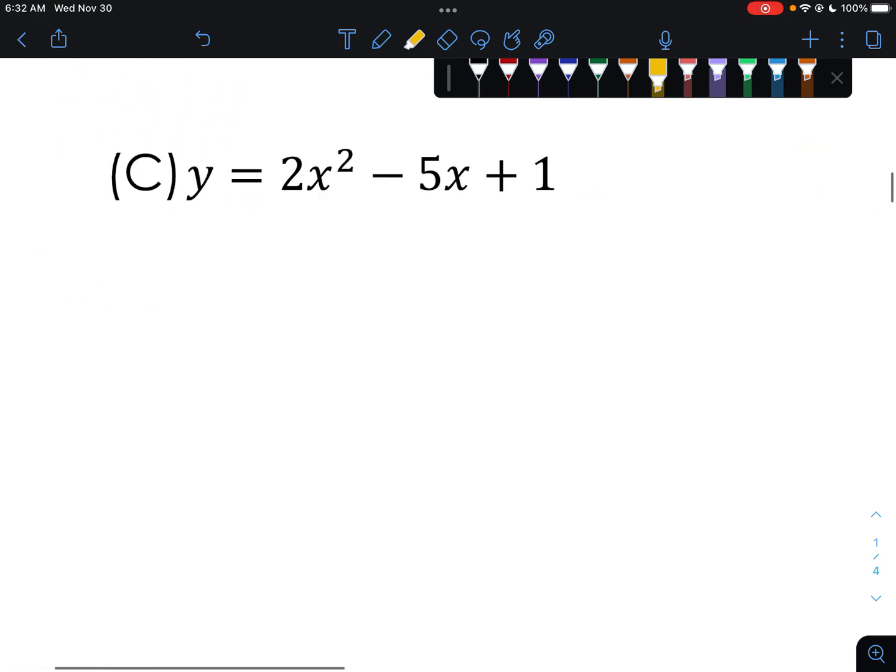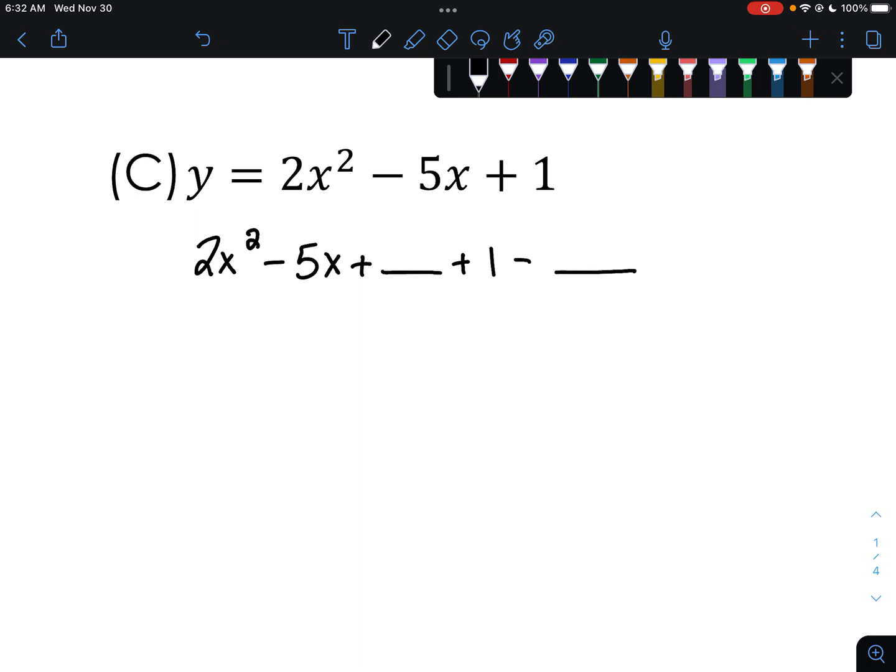Now we have our last example. If you want to pause the video and give it a try, go ahead and do so. So first thing we do is we add in our spaces after the second term and after the last term. Then we see that there is a greatest common factor, even though it doesn't look like it. So we are going to factor that out of the first 3 terms. So that means we have a 2 outside. That leaves me with an x squared minus a 5 over 2 x plus space. Then I still have my plus 1 minus space.